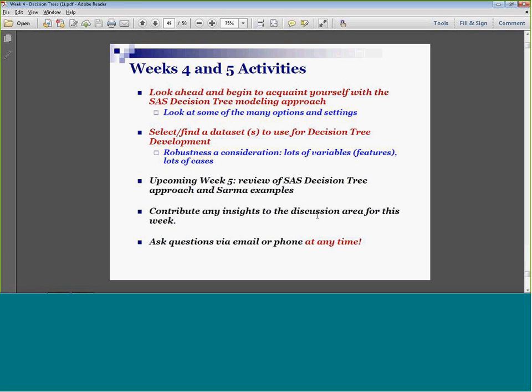So what are we going to do next week? Well, next week we're going to go through a little bit more SAS-specific kinds of decision tree approaches and some of the SARMA steps and talk about the SARMA approach.